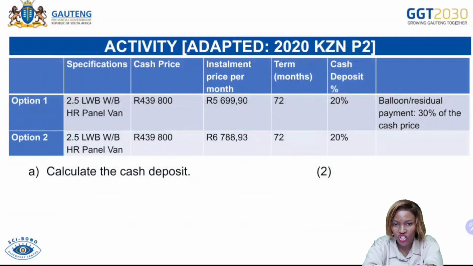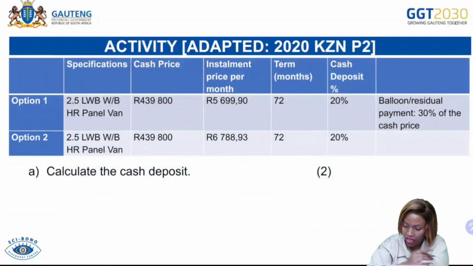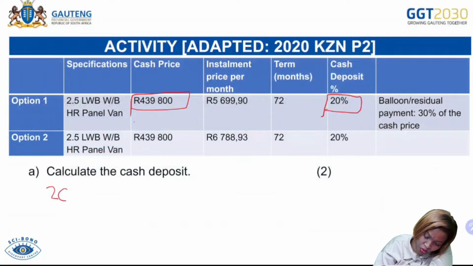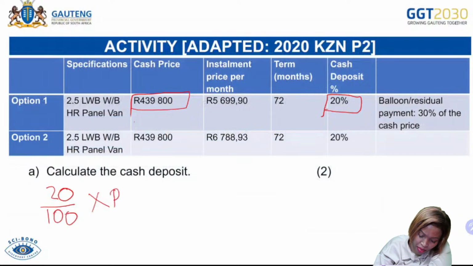Now, coming to the questions. Remember, we haven't answered any questions. Calculate the cash deposit. What is the cash deposit? It is 20% of the cash price. So how are we going to calculate that? 20% is the same as 20 over 100 multiplied by what?